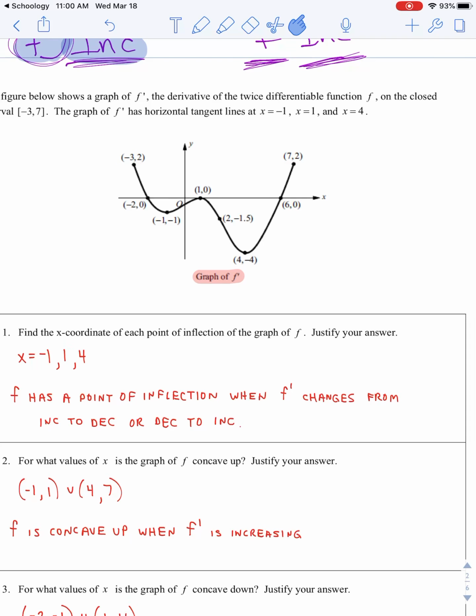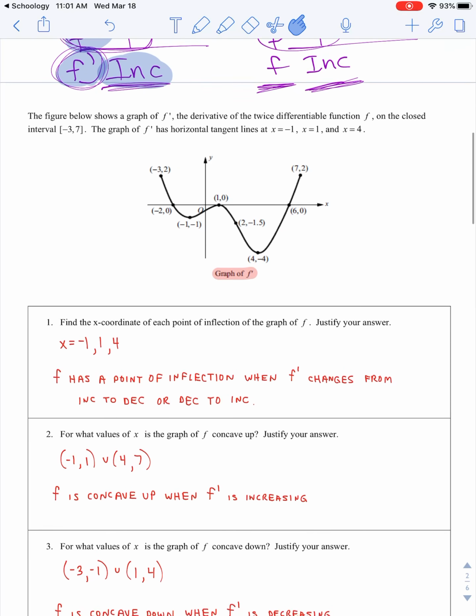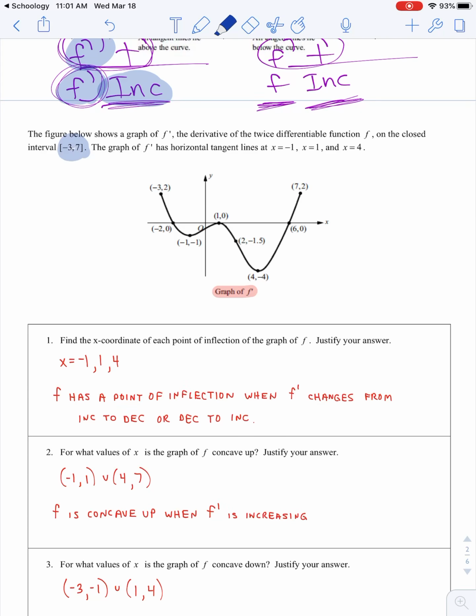So if I go through this example here with you, we have a closed interval. So if we were talking about absolutes, we'd be making our t-chart and doing the whole thing with the endpoints. Let's see if that comes up. All right, so the first question is, find the x-coordinate of each point where the graph of f has a point of inflection. There is only going to be a point of inflection when the second derivative changes signs.